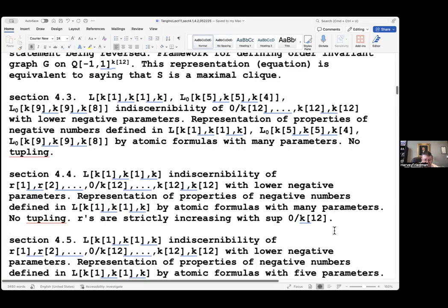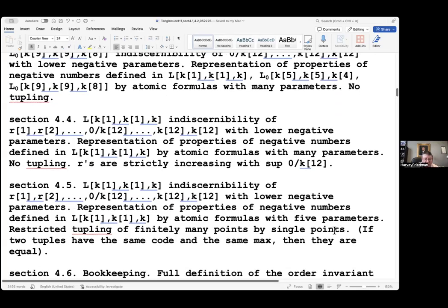And then 4.5 is exactly the same thing, except the representation of properties of negative numbers in this language uses only 5 parameters, 5 instead of many. We spent that whole section cutting this down to 5. That's why that section is called tupling. And the tupling is weak. It's restricted tupling. If 2 tuples have the same code and the same max, maybe I have to say same code, same max, same length.